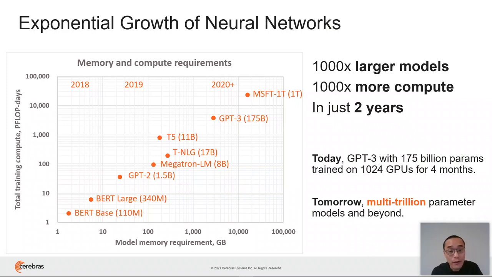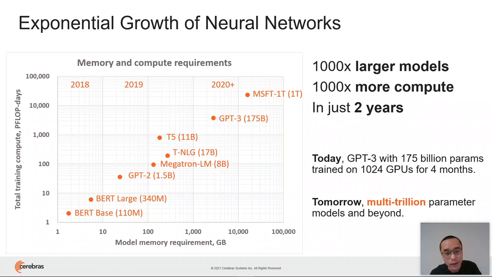For people trying to train models like GPT-3 today, they're using over 1,000 GPUs for several months. And that's just 175 billion parameters. Tomorrow, we'll want to train multi-trillion parameter models, and we need to do it fast enough to experiment, to iterate, and to perfect. Something just has to change. We need a better approach.